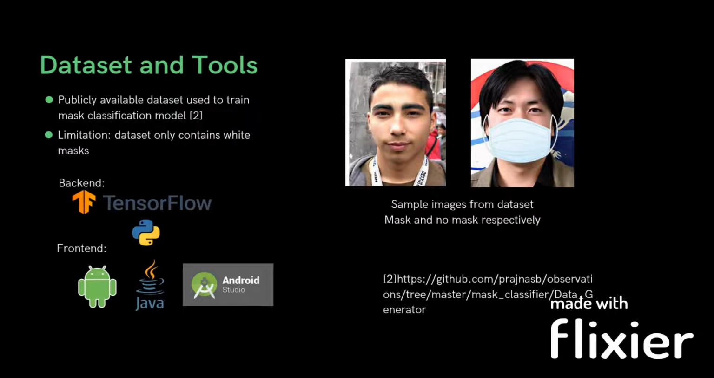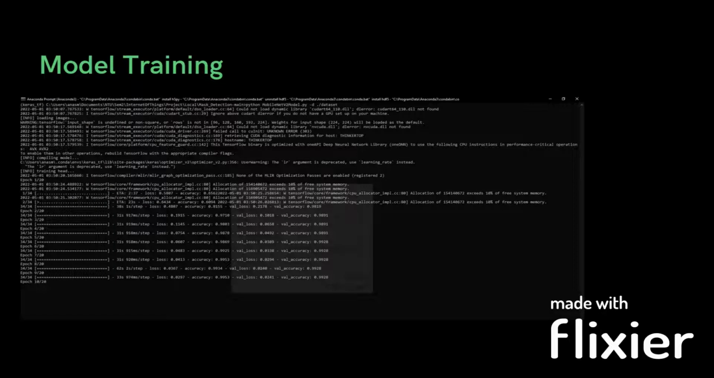The tools that we used in building this application for the backend are Python and TensorFlow, among others, but these are the main two. And for the front end, we have Android Studio, and Java as the language that was used to code the front end. This slide shows the model training in progress, as you can see.